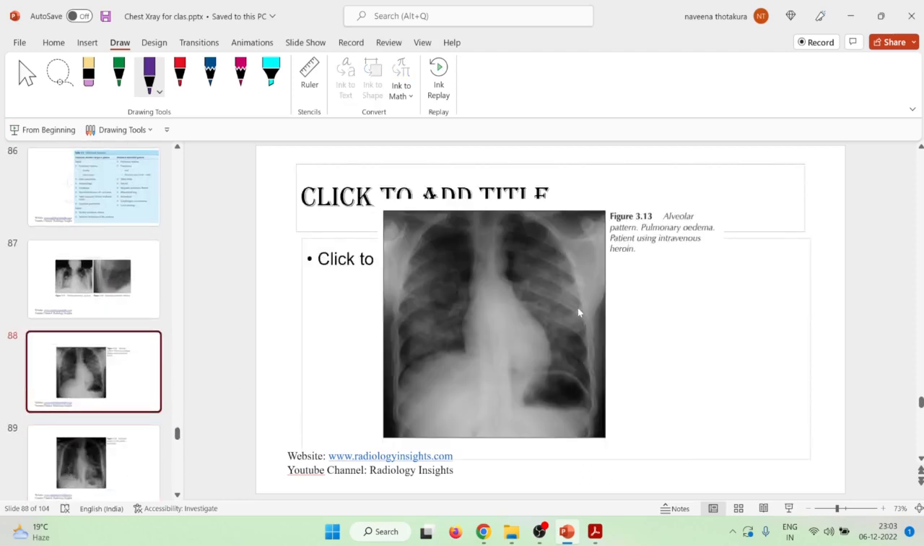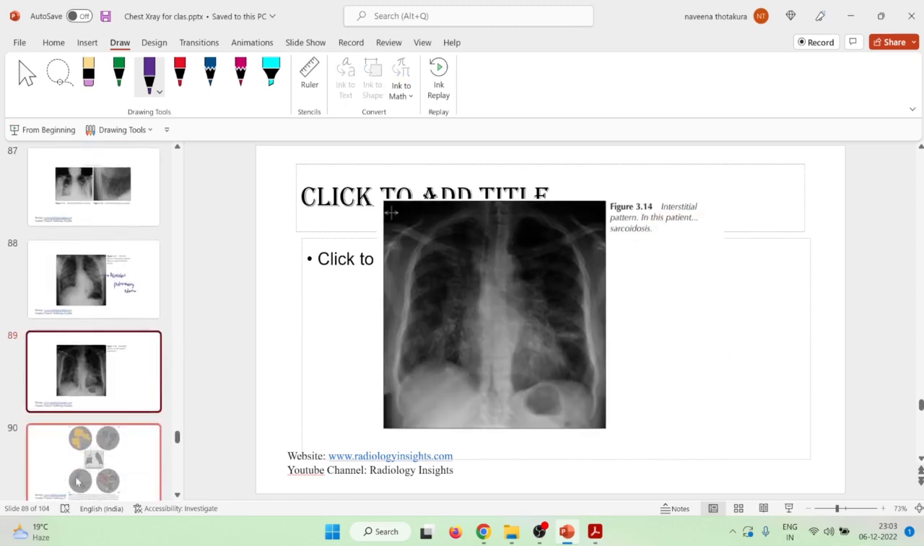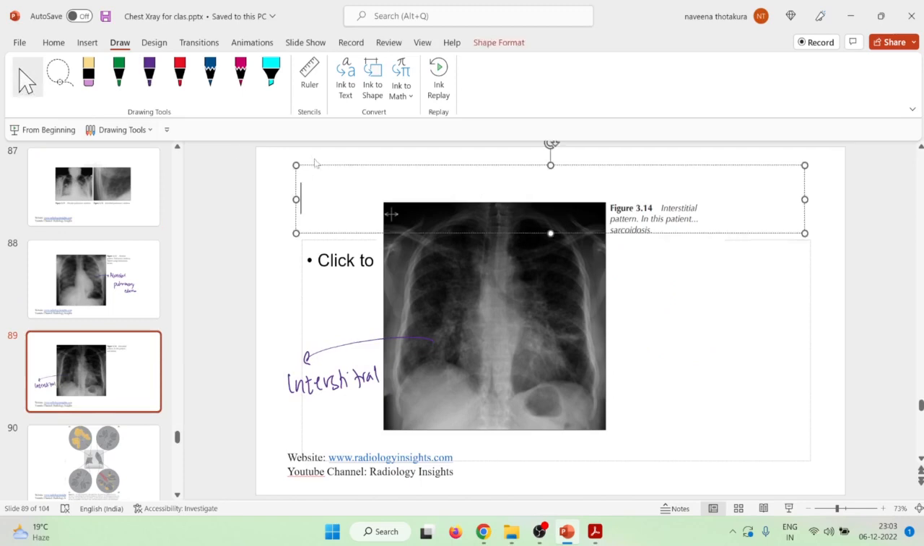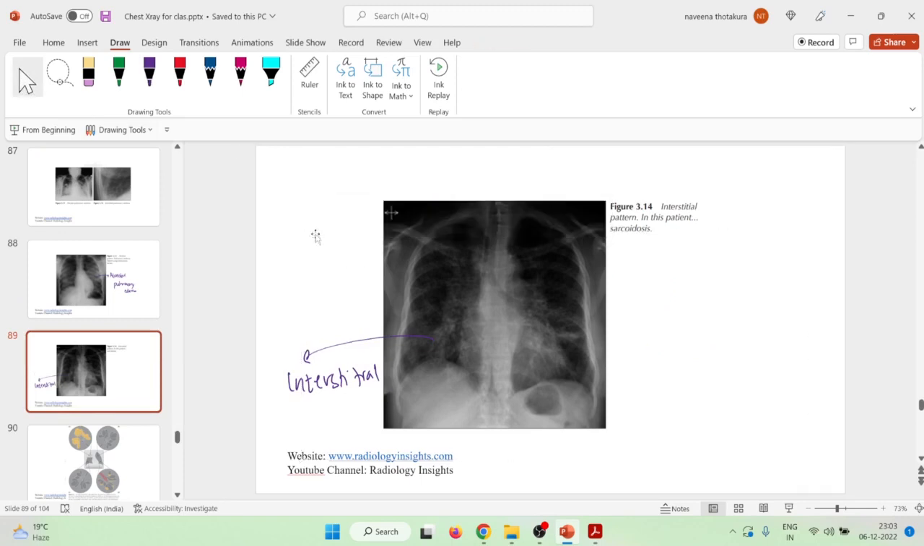Then, this is also an alveolar pattern, and it is alveolar pulmonary edema. Next, this is again an interstitial pattern where you can see fibrotic strands. Patchy opacities are seen with fibrotic strands. And if you observe carefully, the diaphragm is also a little pulled up, like this. Diaphragmatic tenting can be seen. All these are interstitial pattern changes seen in patients. So this is about the differences between alveolar and interstitial disease. Thank you.